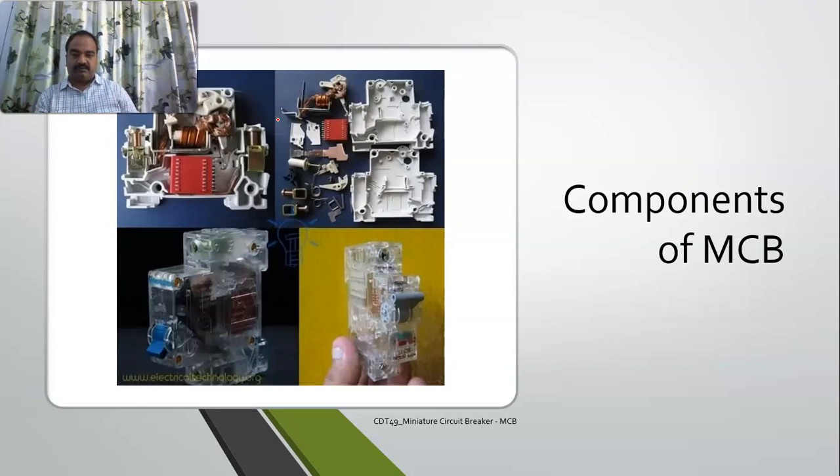So this is a transparent MCB where you can see what is actually happening inside. And if you open the MCB, these are the different components which you find. This is a coil, this is an arc splitter, these are the moving contacts and fixed contacts. So all these things you can find here. Okay, these are the components which are housed in this insulated material.